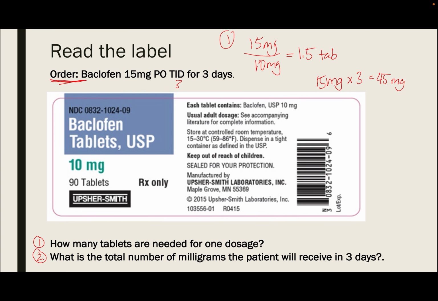And then notice it says for 3 days. So let's see, how much would they get for 3 days? Okay, so you multiply that by 3 and you get 135. Okay, so that's how many milligrams they're getting for that order for 3 days. Hopefully that makes sense, okay?